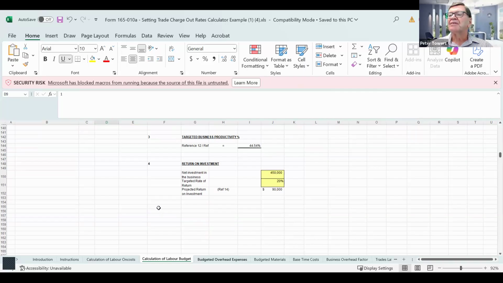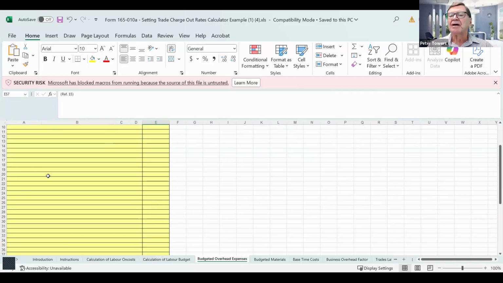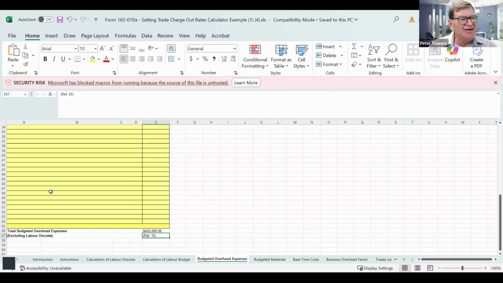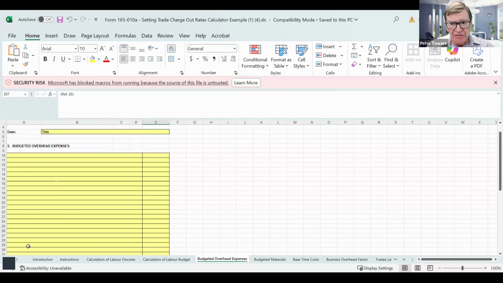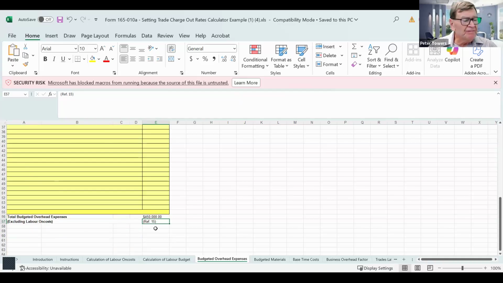We then turn to the budgeted overhead expenses. We haven't recorded the budgeted overhead expenses because they vary so much from business to business, but I suggest that you fill that in so that your client's got a permanent record of how that's been determined, and the system will total it. But we've slotted in a figure of $450,000 for the overhead expenses.